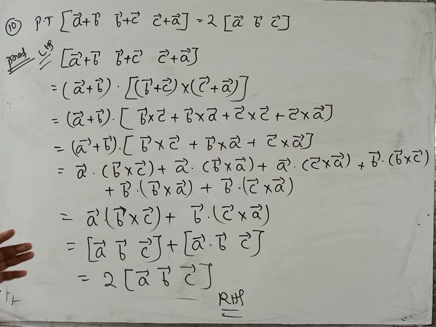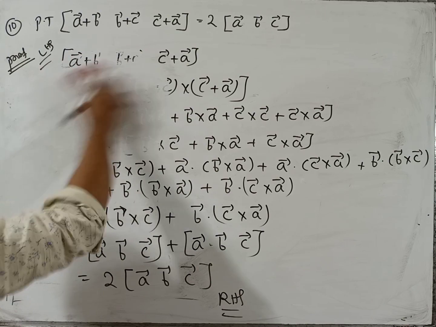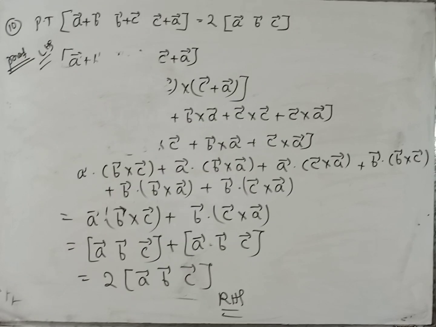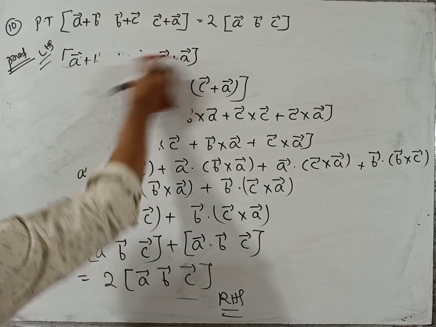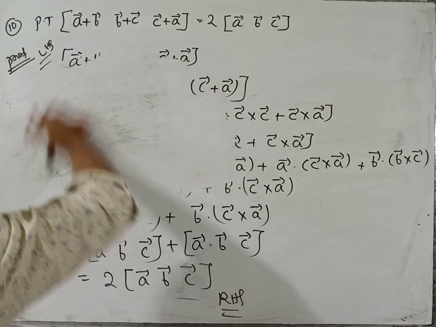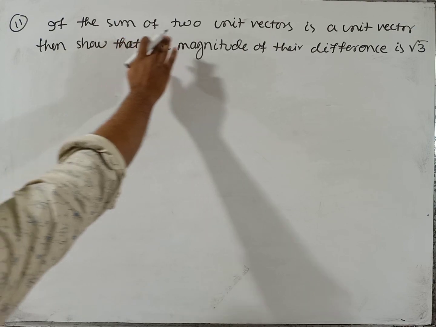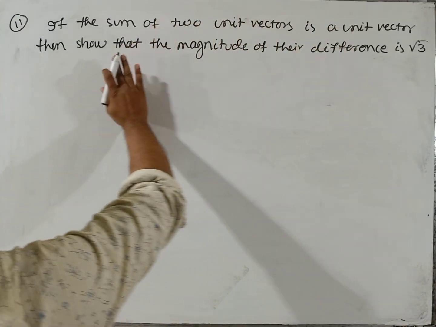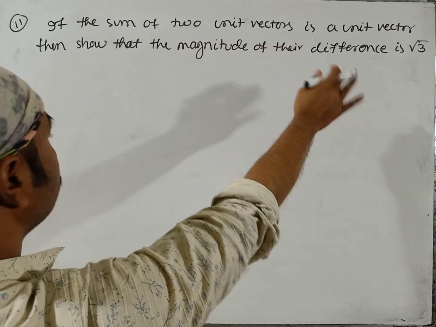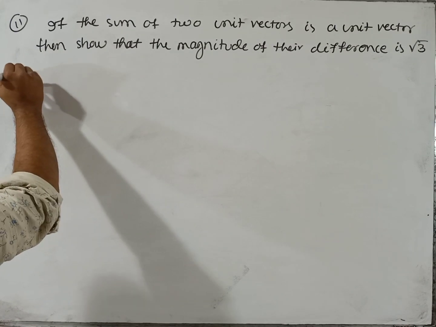Then moving to the next question. Here it is the next question. If the sum of two unit vectors is also a unit vector, then we have to prove that the magnitude of their difference is root 3. And here it is the proof.